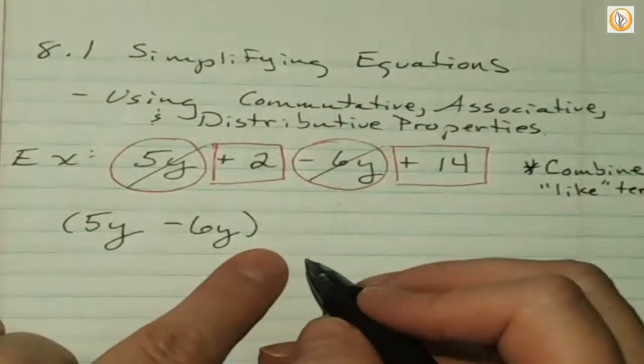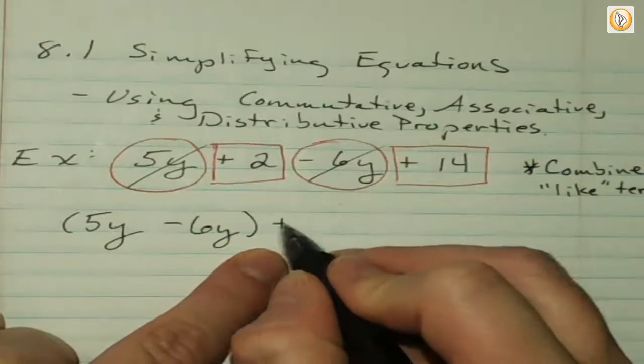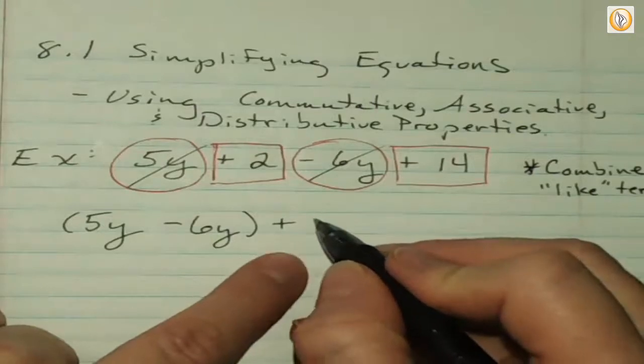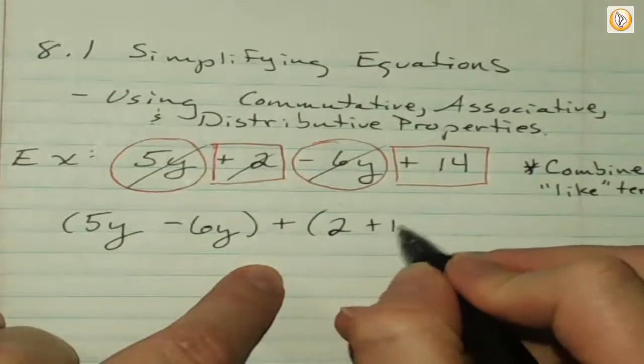What goes in between the parentheses? Raise your hand if you remember. A plus sign. See, I know y'all remember. A plus sign always goes in between. Then I have positive 2, and then plus 14.